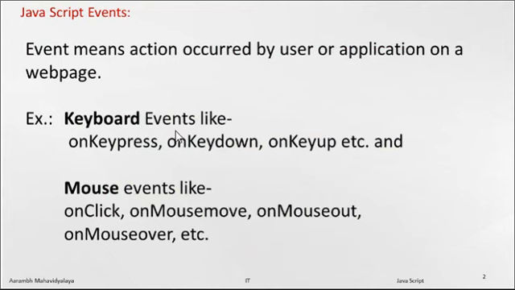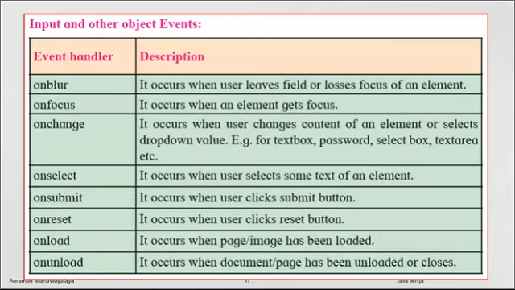For example, keyboard events like onkeypress, onkeydown, onkeyup, etc. That means whatever the different actions we are performing by using the keyboard, all those events are known as keyboard events. Second type is mouse events, just like onclick, onmousemove, onmouseout, onmouseover, etc. All these events are related with the mouse activities. Then there are some input and other object events also.